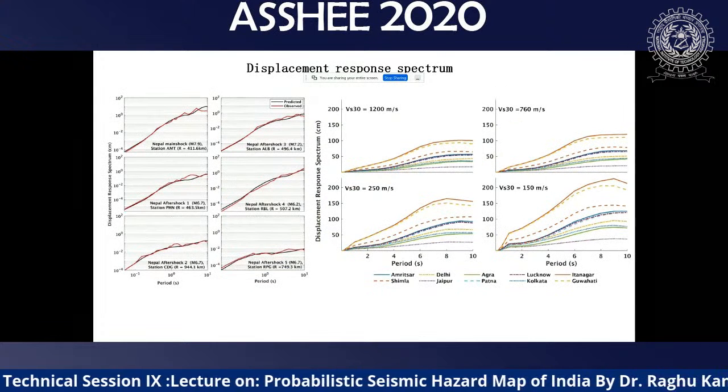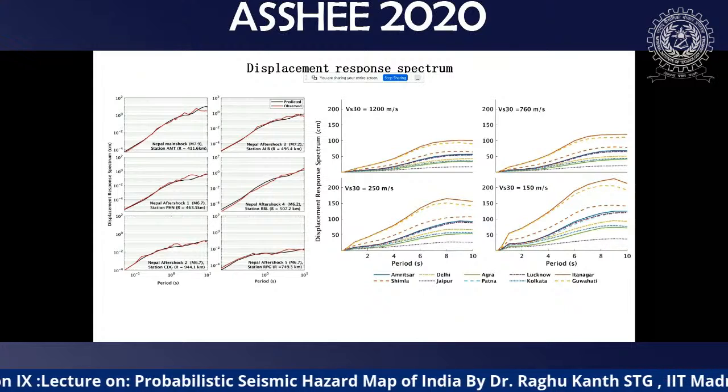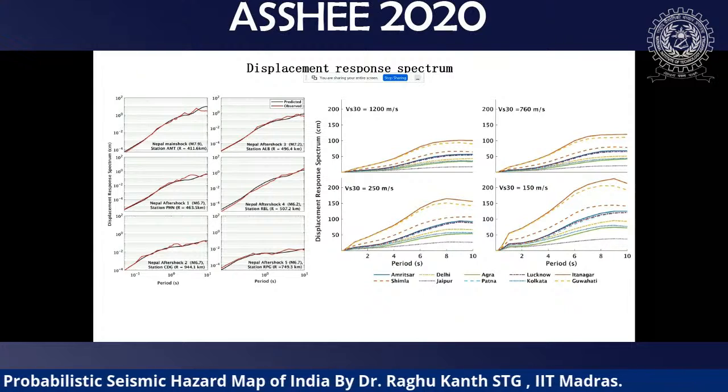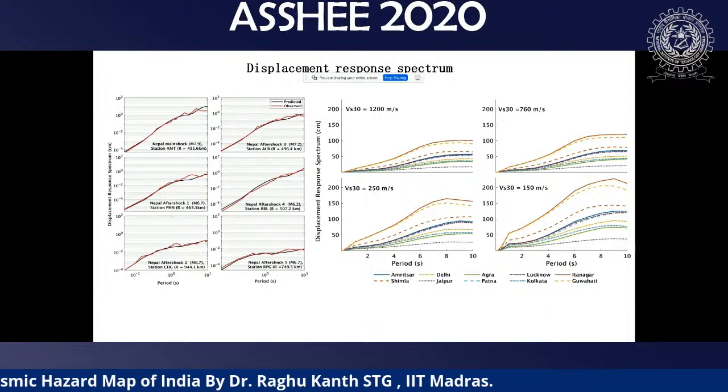Now, another most important thing that came up in our IS code was the displacement response spectrum. Some of you may know displacement based design, it is becoming popular now.